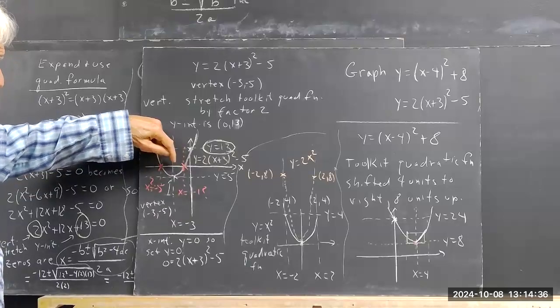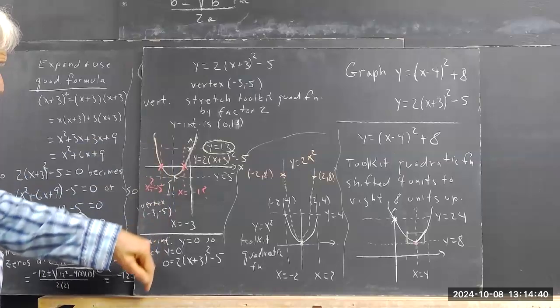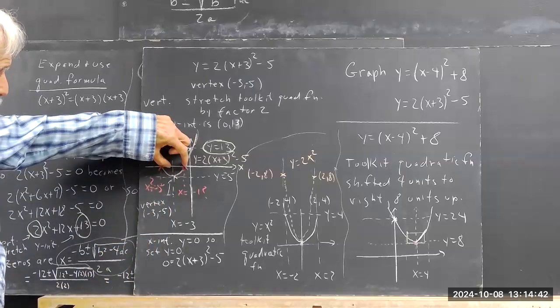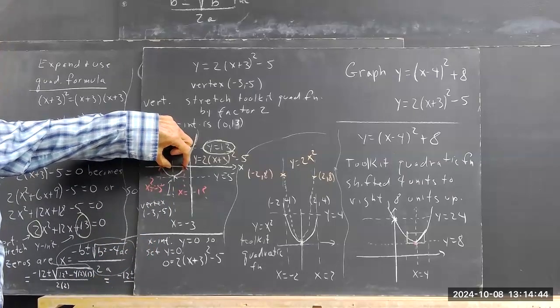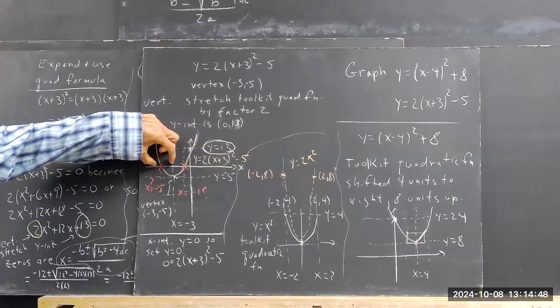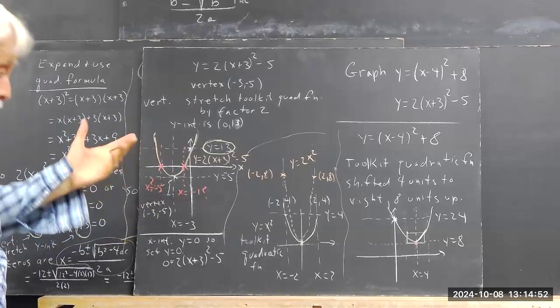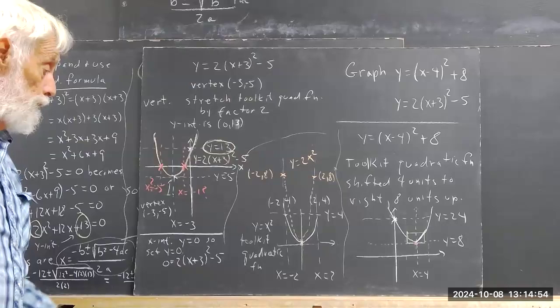Now, if -1 is a 0, and the line x equals -3 is your axis of symmetry, well, then -1 is 2 units to the right of the axis of symmetry. So your other 0 has to be 2 units to the left. That would make it -5. You can check that out. You also get 3, you don't get 0.